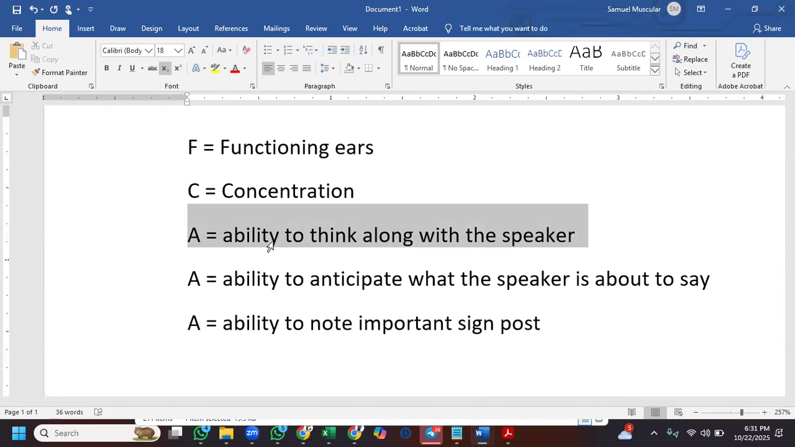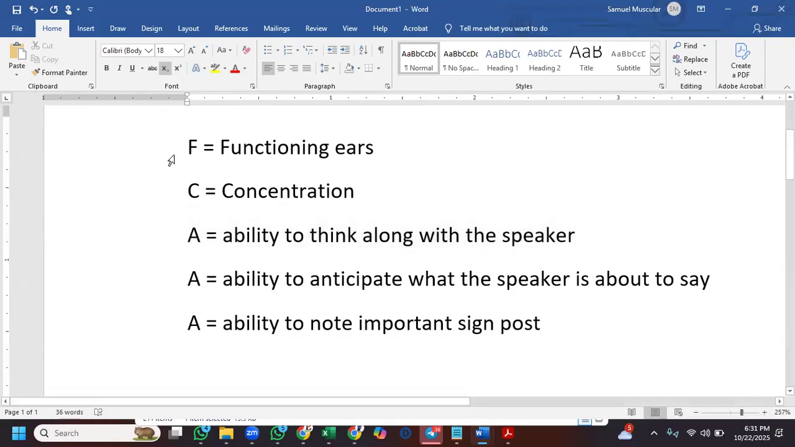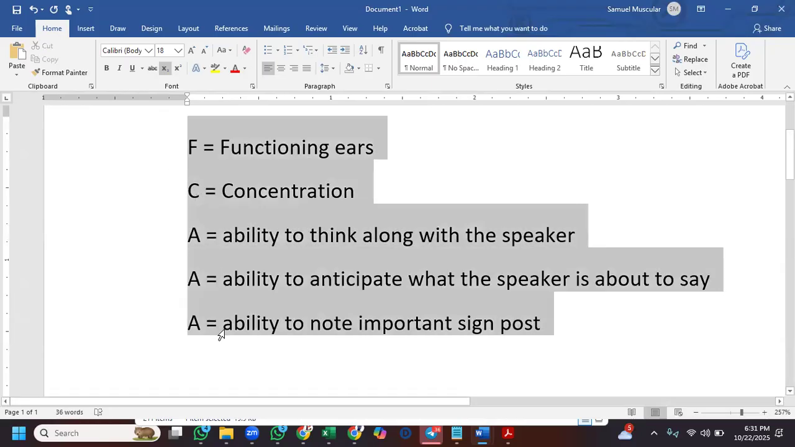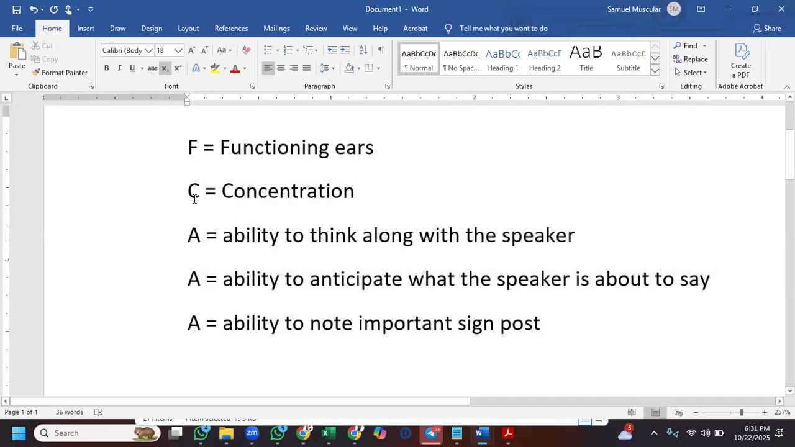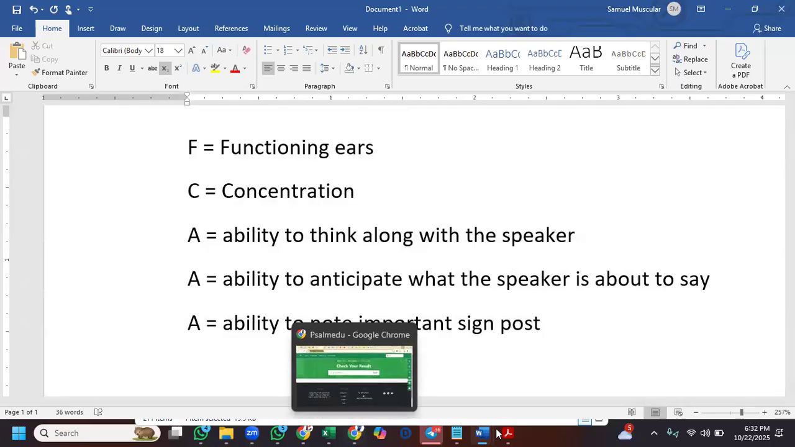Ability to think along with the speaker. So please, that is why I say let's use something to hold it in our brain, so that when you see the third of them, you can quickly arrange it in your brain like that. Okay, FCAAA, the third A is ability to think along with the speaker. So let's go back to our material.